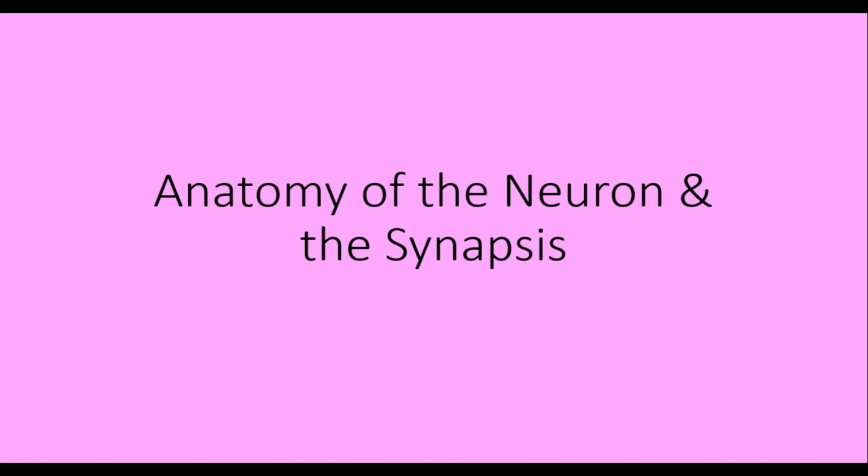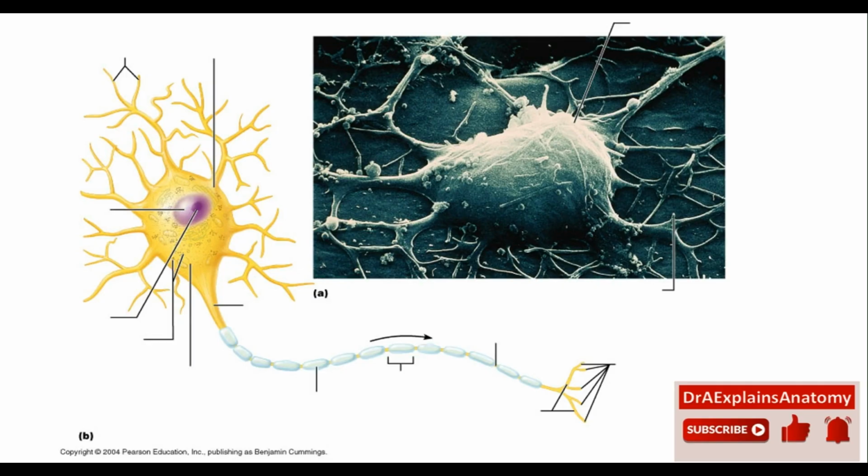Hello, everyone. Let's label together the blank figures of the neuron and the synapse. This right here is a neuron. These are the dendrites. The dendrites are the processes that receive the signal from the nearby environment. They send the signal to the cell body, also called the soma.